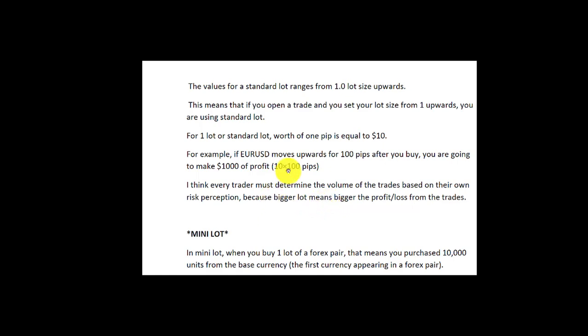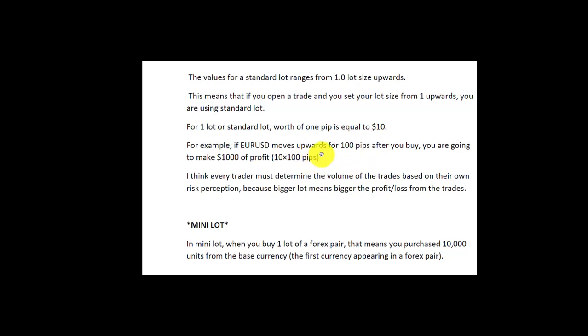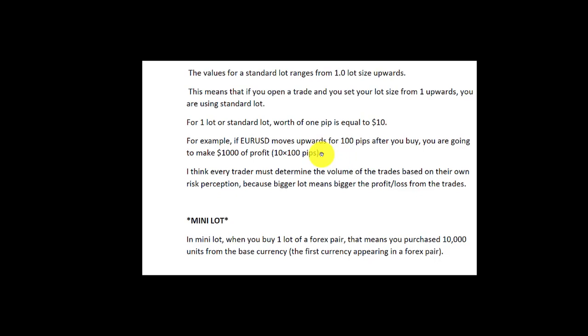For example, if EUR/USD moves upwards for 100 pips after you buy, you are going to make $1,000 of profit because you were using one standard lot, and we said one standard lot per pip is $10. So 10 multiplied by 100 is actually $1,000. That's what you will make when you use one standard lot to take a trade. And this also affects your losses. When you use a bigger lot size and you are wrong on a trade, you are going to lose more money.